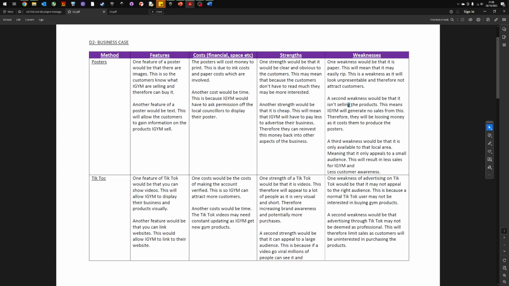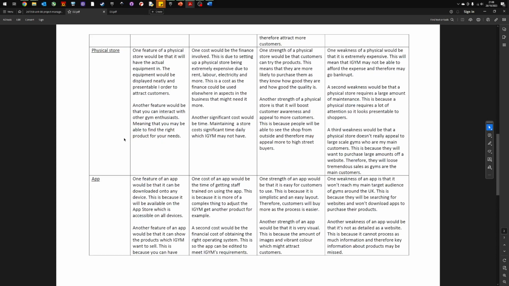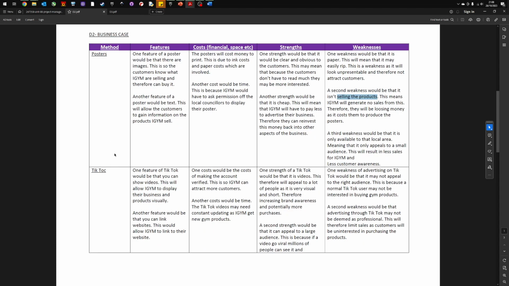Weakness is that it's not reselling products. That's right. Posters do not sell products. You physically have to go into the store, or you have to go onto the website. So they could be losing money. Then they've done TikTok. Okay. Weakness of advertising on TikTok would be it would not appeal to the right audience. This is because normal TikTok users may not be interested in buying gym products. That's right. There's no swole candidates or no swole gym bunnies on TikTok, are there?